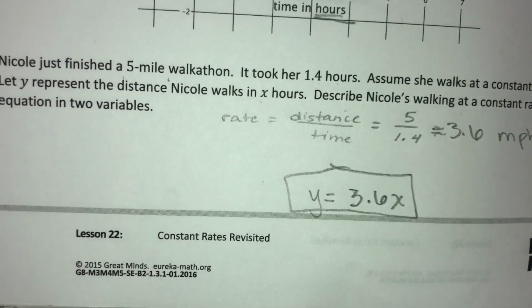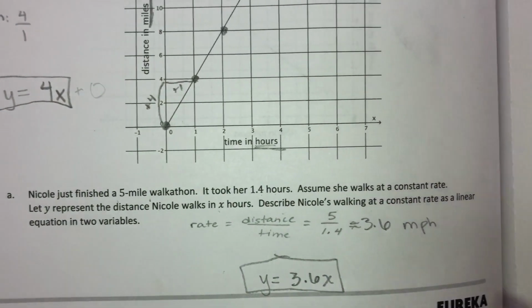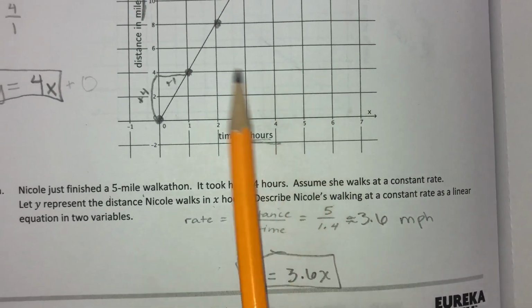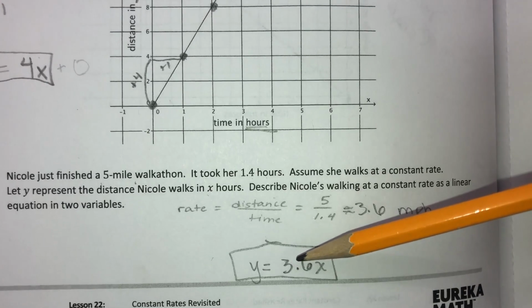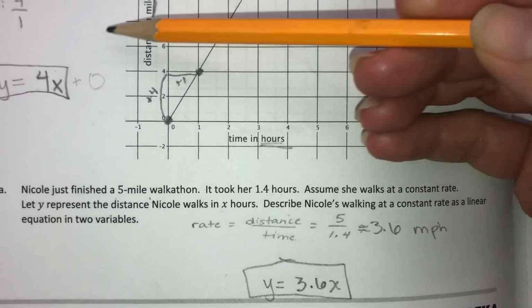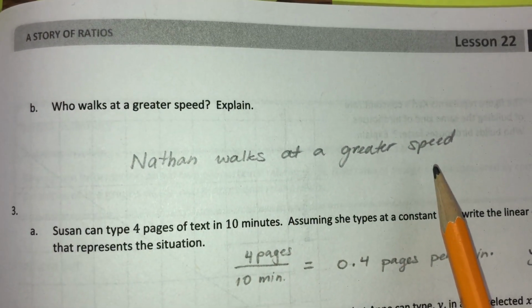And then the final question, for part B on the next page, is who walks at a greater speed. So we just compare. He's walking 4 miles per hour. Nicole is walking 3.6 miles per hour. And so it appears that Nathan walks faster. So we're just going to write down that Nathan walks at a greater speed.